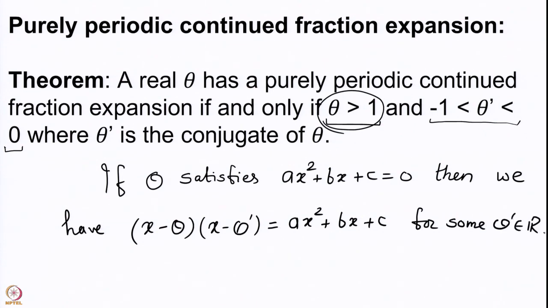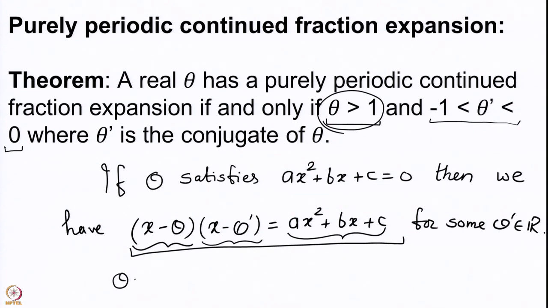This is easy to see, and I will not do this in this course. So we can actually factorize this degree 2 polynomial over reals, where one root is of course theta, because theta does satisfy this. When you put x equal to theta, you are going to get 0. So one root is theta, and then there is one more root, theta prime.